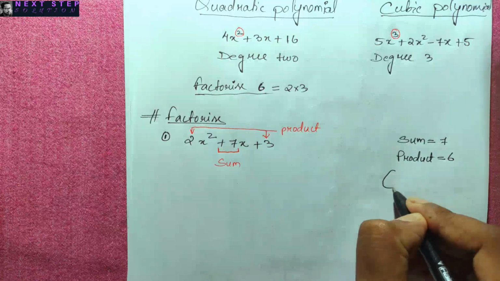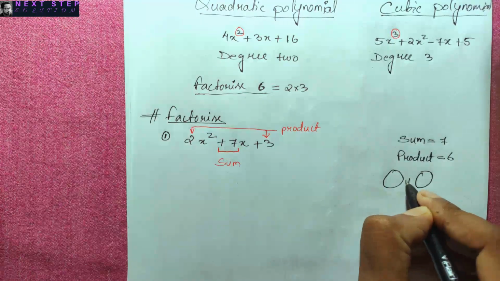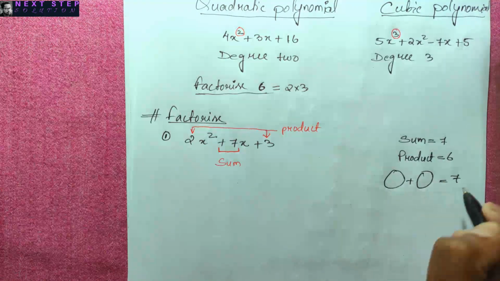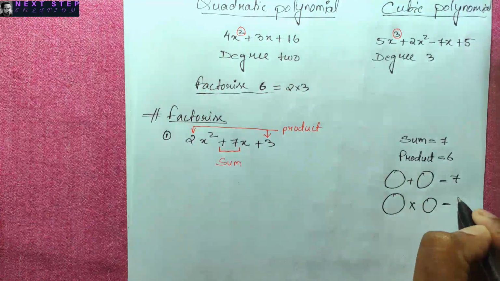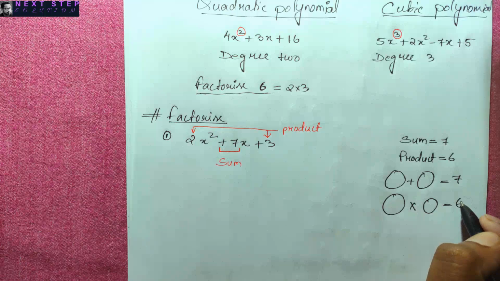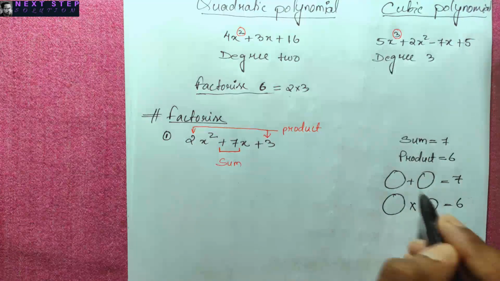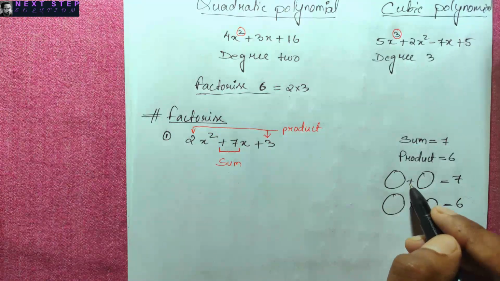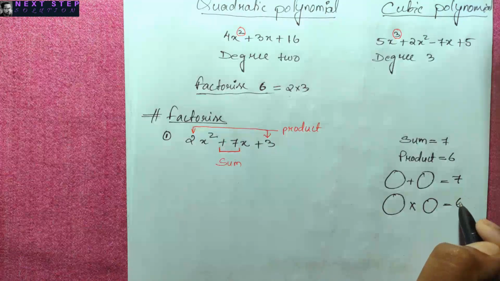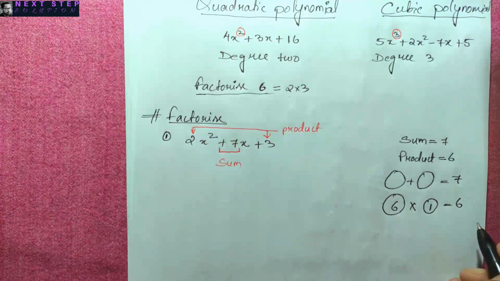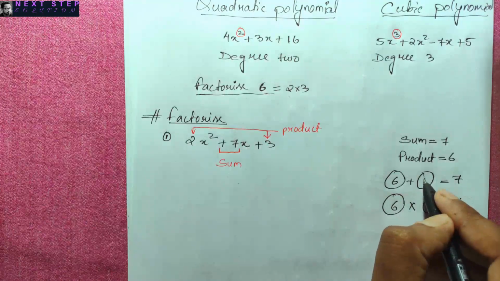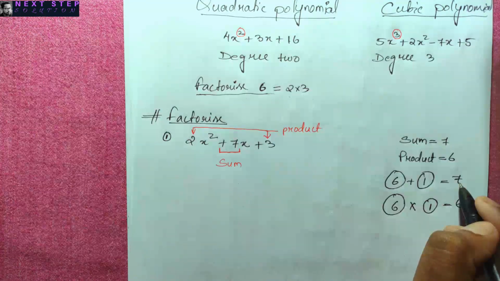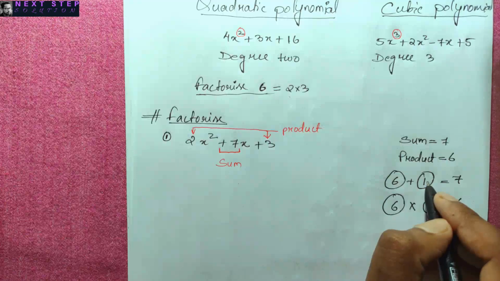Now we need to find the two numbers such that after adding them we should get the sum positive 7, and after multiplying the same numbers we should get the product, which is 6. Now 6 comes in the table of 2 and 3. 2 3s are 6, but 2 and 3 will nowhere give 7 even if we add or subtract. So another number to find out 6 is 6 1s are 6, and 6 and 1 will give 7. So the numbers are 6 and 1.